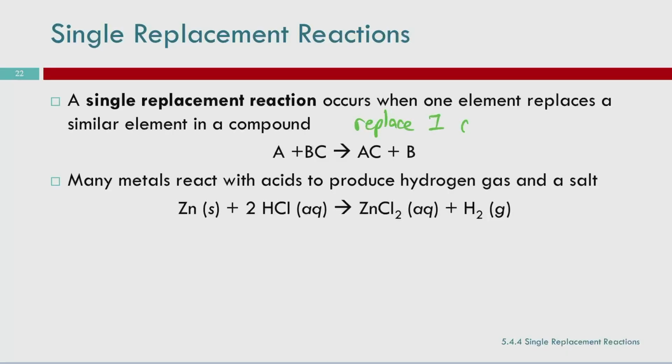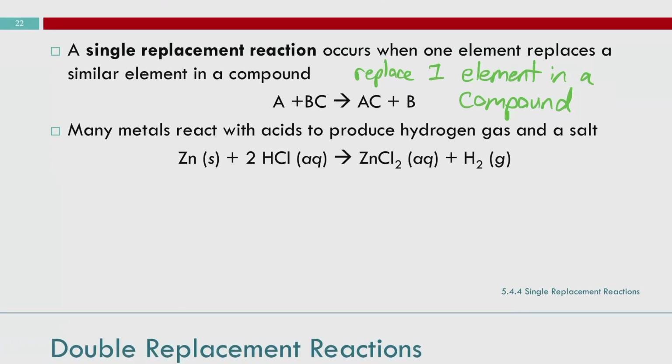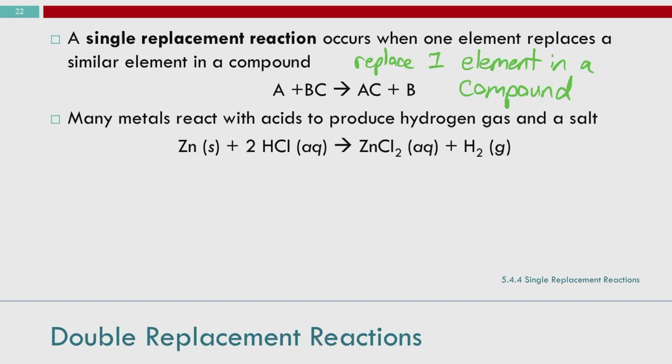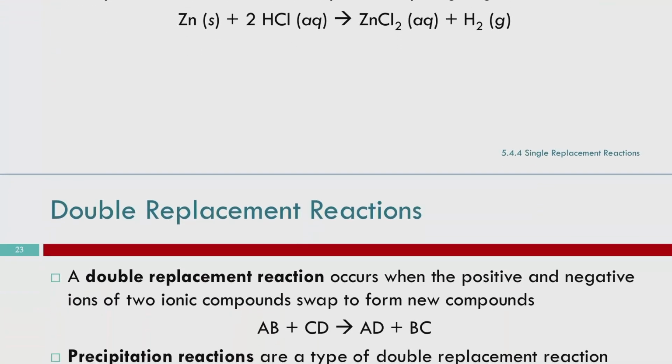Replace one element in a compound. An example of this would be the way that metals react with acids. So for example, zinc metal can react with hydrochloric acid to produce zinc chloride and H2, hydrogen gas. So that's single replacement reactions. You've just got one chemical swapping.